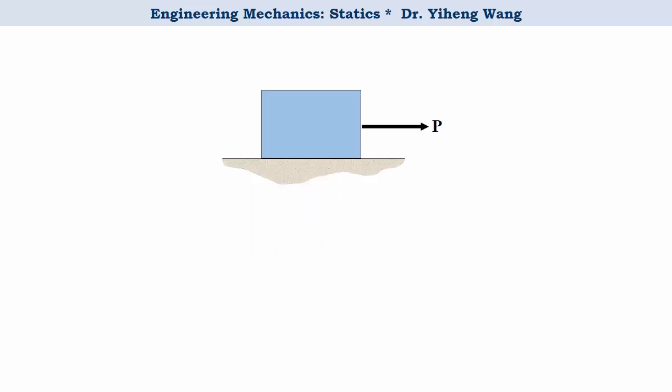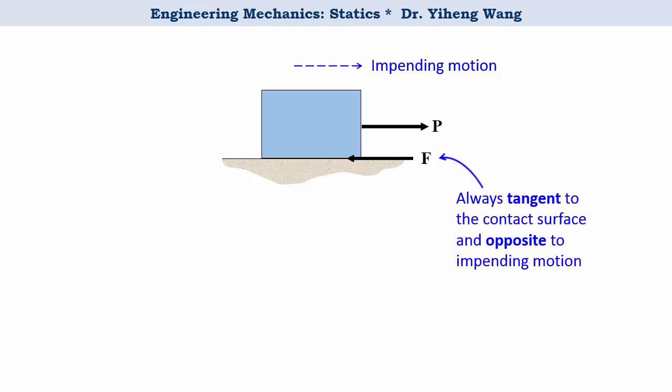Let's go back to our original scenario. Again, imagine yourself trying to move this crate on the floor by applying a force P on it. We know that any force P bigger than 0 will cause a tendency to move the crate to the right, and as a response, frictional force develops in order to resist this tendency of motion. The frictional force is always tangent to the contacting surfaces and always in the opposite direction of the impending motion.